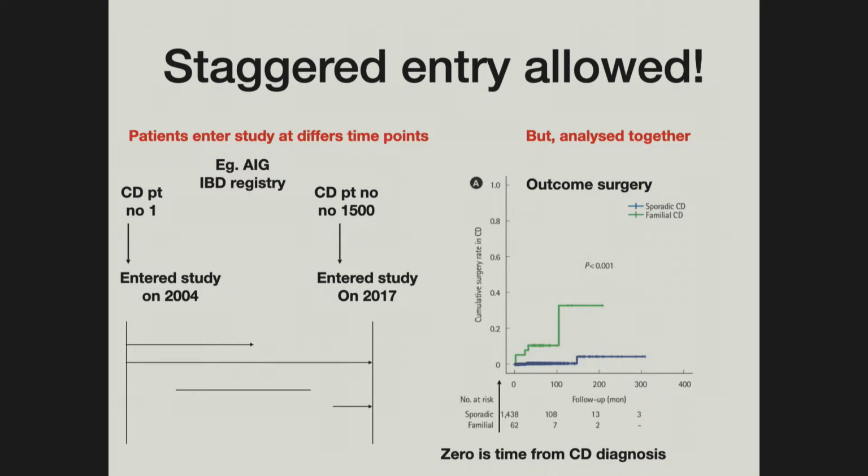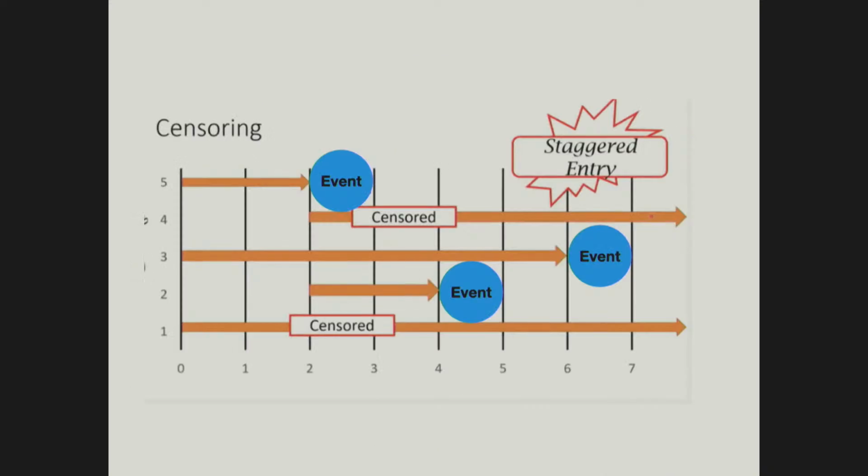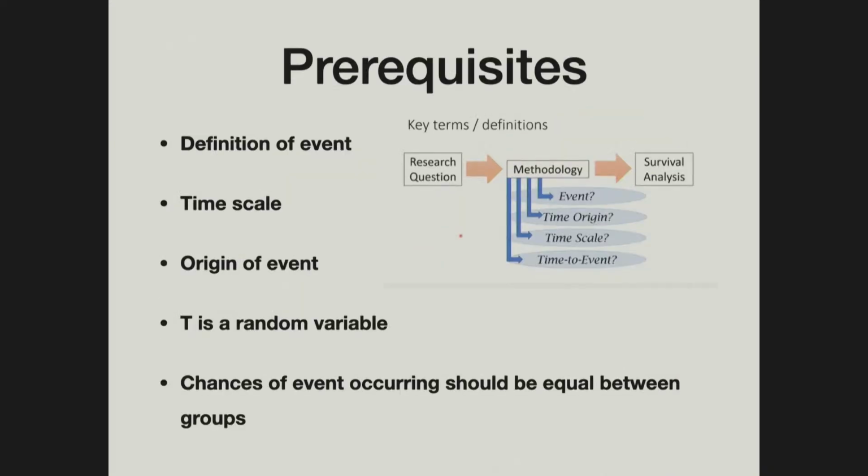Then I told about another principle, that is staggered entry. Say for example, this is our IBD registry. The first patient was entered in 2004, and the last patient that was entered in this study was in 2017. So anytime the patient can enter. If they have a little bit of follow-up also, you can take the patients. So that's why in most of the retrospective studies, this has been included with a larger follow-up. So staggered entry is allowed anytime in the study. The patient may enter at any time. So these are the prerequisites.